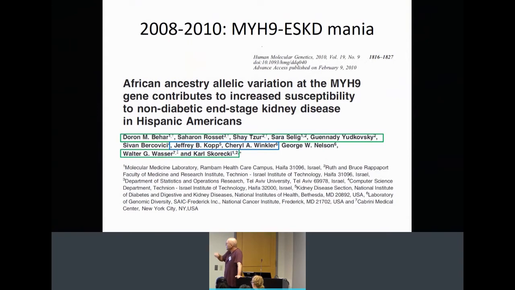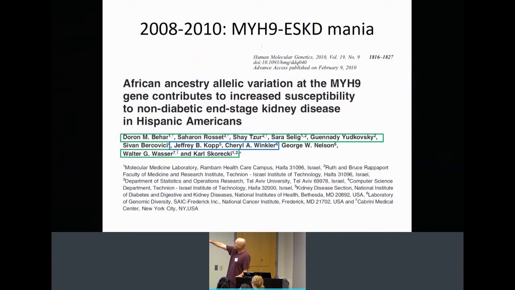So these are people from Technion, and I was working with them. And we also collaborated with these two people, Kopp and Winkler from the NIH. And what we were doing is we were looking for interesting things that we can say about MYH9 associated kidney disease, trying to have new statistical perspective or new biological perspective.